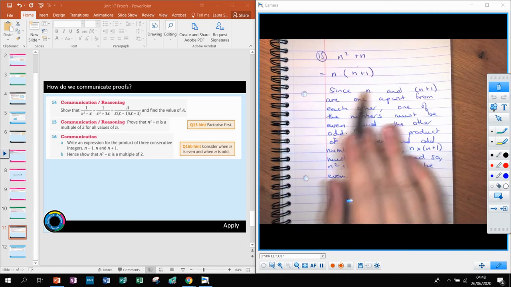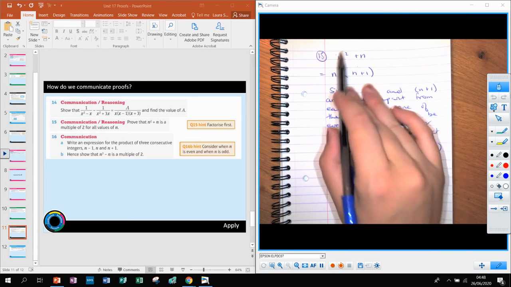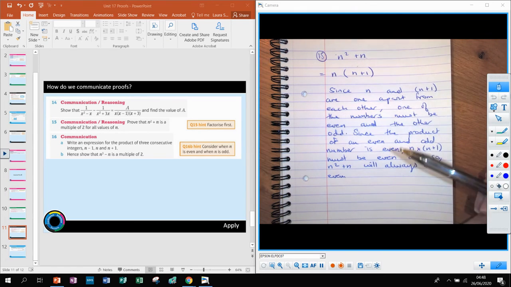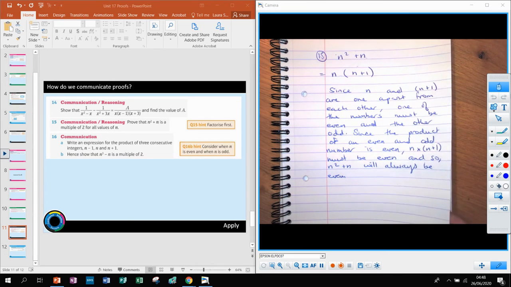So well done. Hopefully we've understood that. If you have a question like this again, please factorize it, see where it takes you and where it leads you, and then hopefully you can link that to even and odd numbers and create that explanation.